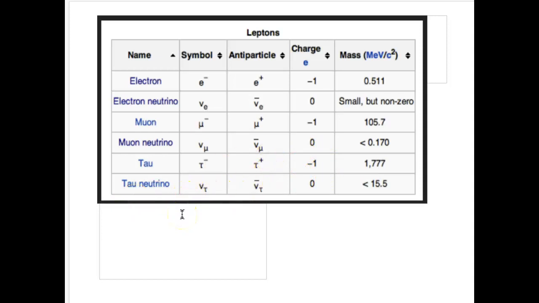The antimatter equivalents to all of these would have the reverse charge. So the anti-electron, which happens to be called a positron, is +1. The antiparticle neutrino would still have a charge of 0. And I think you get the point. They all have lepton numbers. So all leptons have a lepton number of 1, and anti-leptons would have a lepton number of -1.